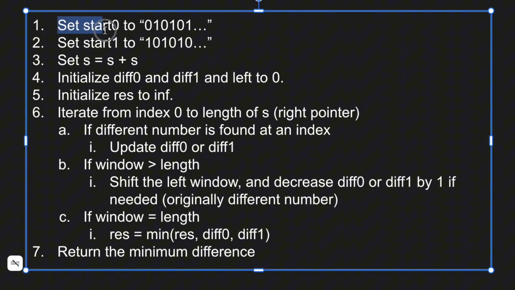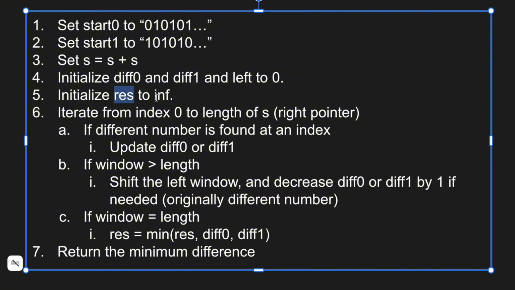So we will first initialize start 0 and start 1. The start 0 string will look something like this, and the start 1 string will look something like this, depending on how long we need them to be, and then we will set S, the input string, to S plus S, and now we will calculate the differences with the sliding window.